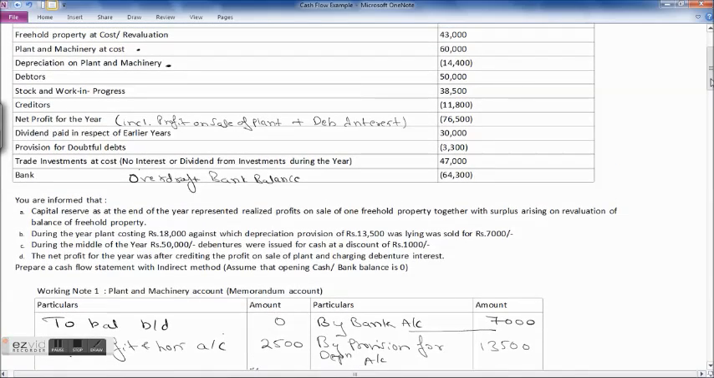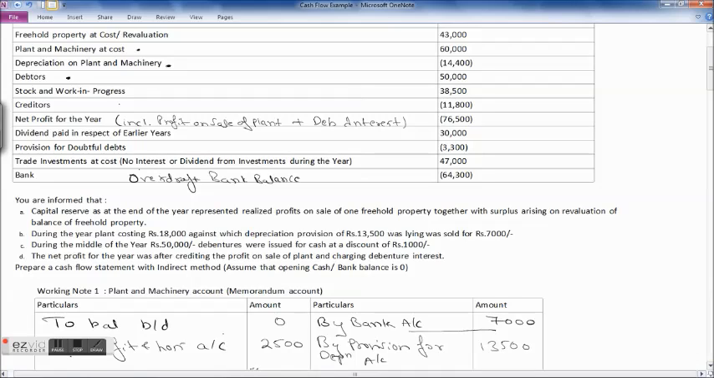Okay, now next is debtors. Debtors 50,000, there is an increase in the debtors by 50,000. So what we are doing is, this increase in the debtors of 50,000, we have to reduce it from your net profit in cash flow from operating activities. Since debtor is a current asset, increase in the current asset is required to be reduced.